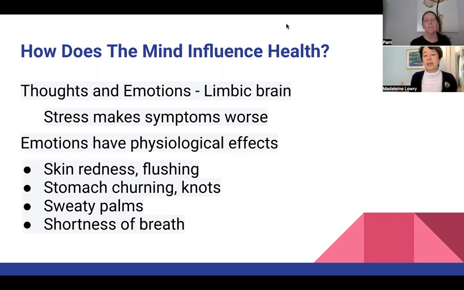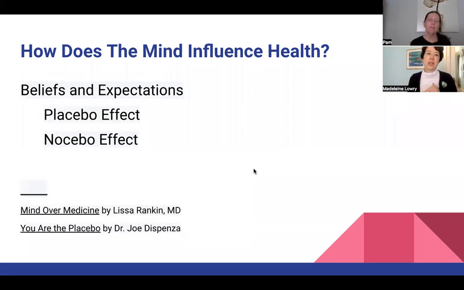We're all familiar with this. In fact, we reflect this in our language when we say, how do you feel? We mean, how do you feel emotionally? And also, how do you feel physically? We use the same word, right? So definitely the emotions make themselves known in the physiology as well.